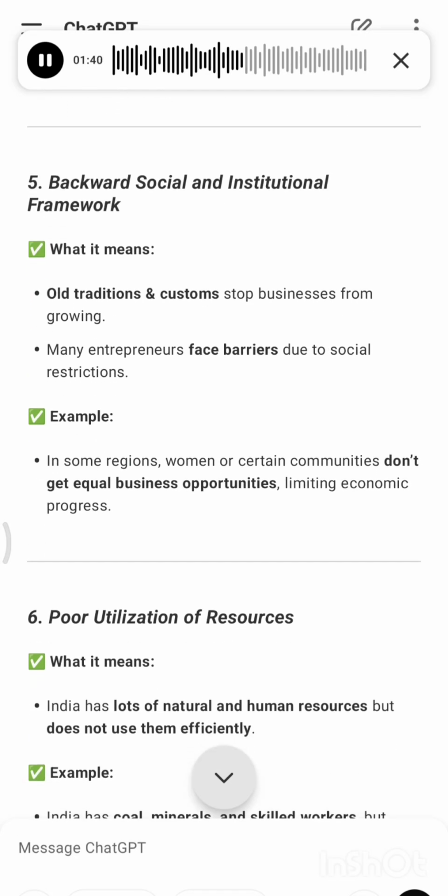5. Backward social and institutional framework. What it means, old traditions and customs stop businesses from growing. Many entrepreneurs face barriers due to social restrictions. Example, in some regions, women or certain communities don't get equal business opportunities, limiting economic progress.